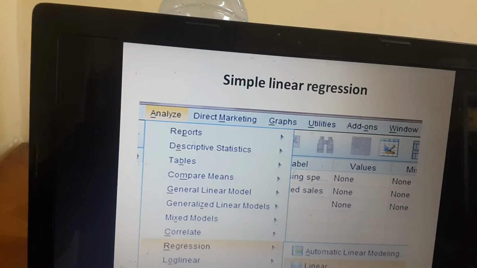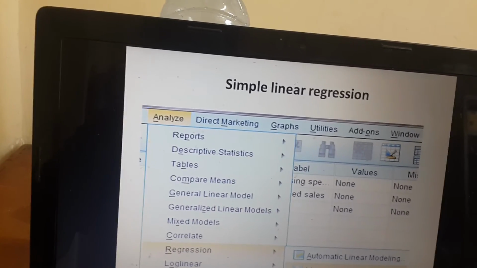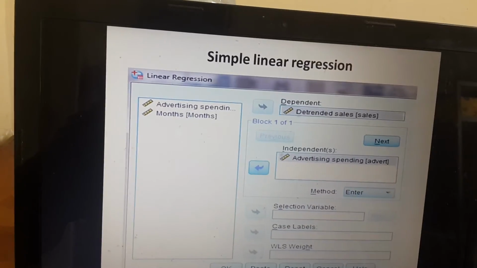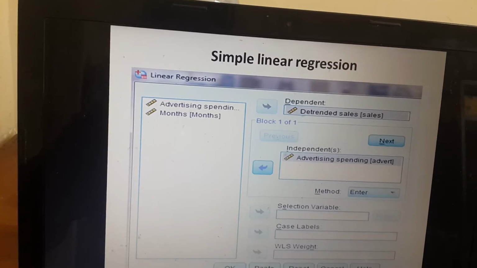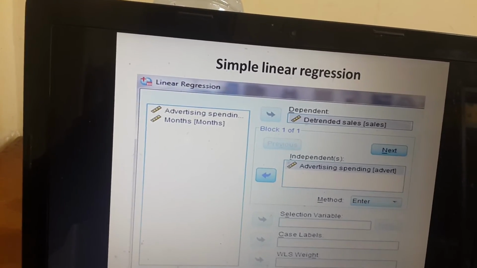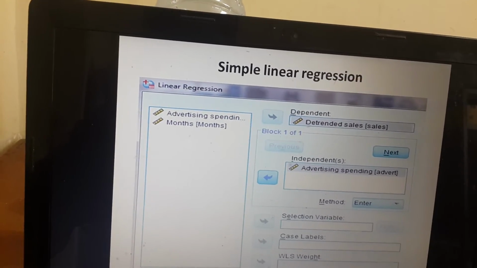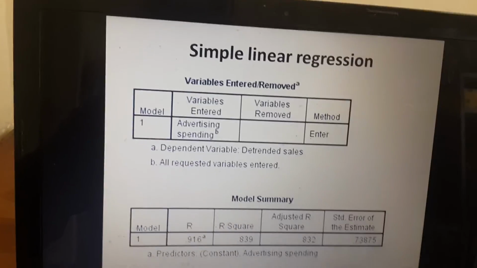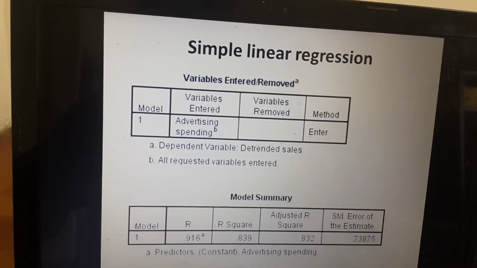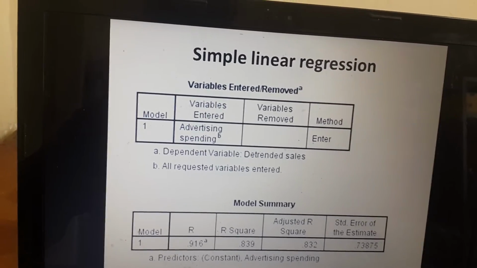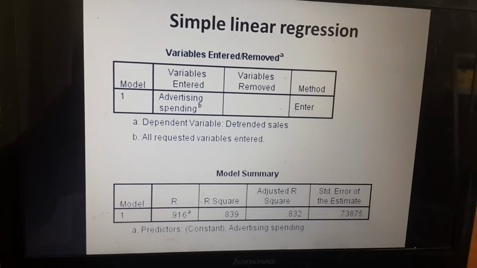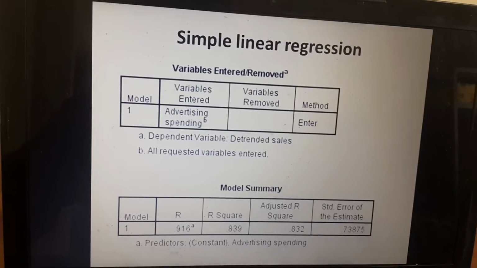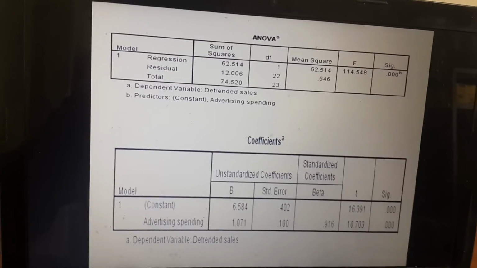Here, as you see, we first click Analyze, go to Regression, and there is Linear. We click on it and take sales to the dependent variable box and advertisement spending into the independent variable box. Having done that, we click OK. We get this one. The first table is about variables entered, how many variables entered, and the second is the model summary part. In this model summary part, we can have some information, but the most useful one is the ANOVA table.